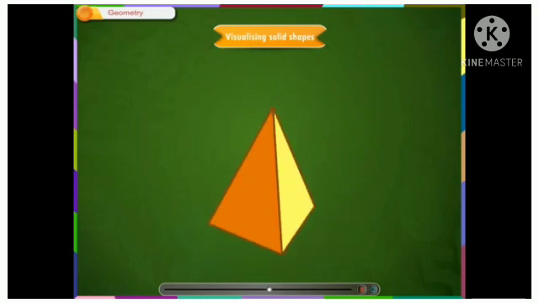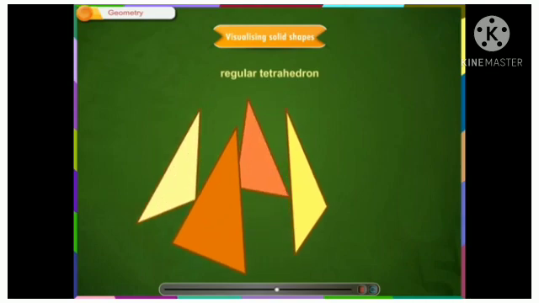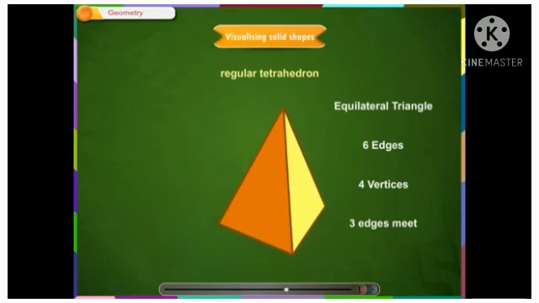Let us see some regular polyhedra one by one. A regular tetrahedron consists of 4 faces. Each face is an equilateral triangle. It has 6 edges, 4 vertices, and at each vertex 3 edges meet.